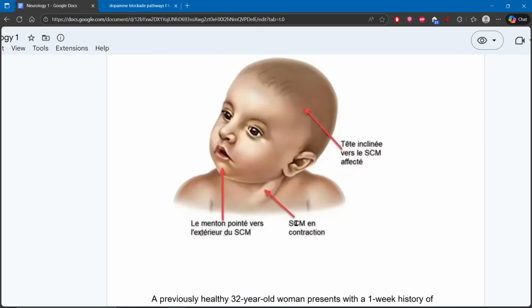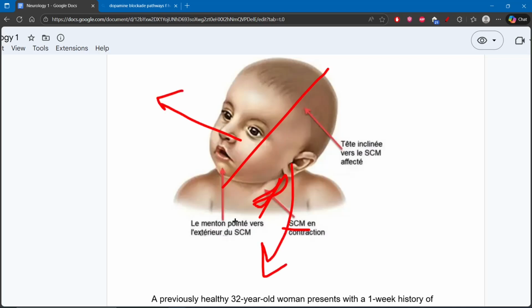And you can see there's a picture of a child, and this is torticollis, with sternocleidomastoid contraction. This is a typical posture where the baby's head would be turned diagonally this way, one side of the neck would be contracted, and the other would be relaxed.